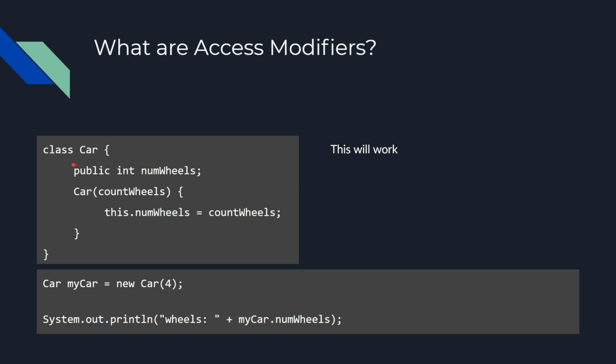Now, for example, if I have the num wheels property and I mark it as public, and then in some other class I say myCar.numWheels, right? No problem. This is public. I can access it from the outside. However, if I set num wheels to private, if I use this private keyword in front of the num wheels property, then this will give me an error. Okay, because in another class, I can't access this. This will not work.